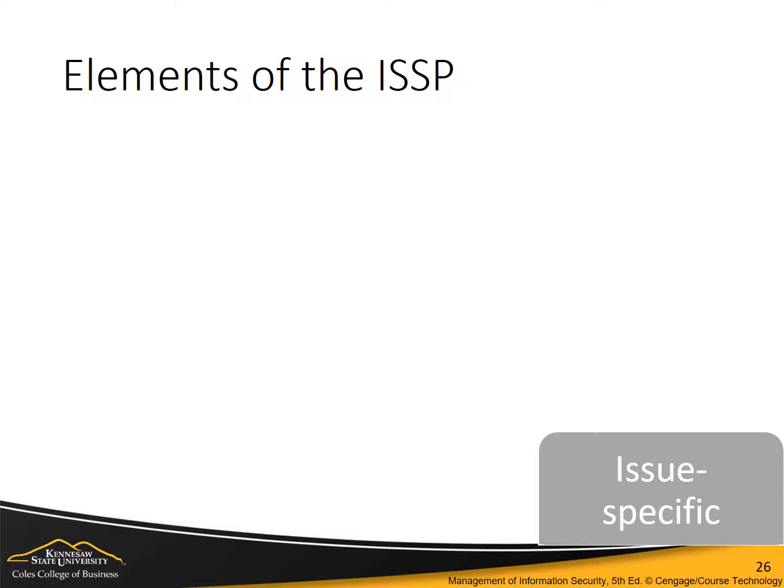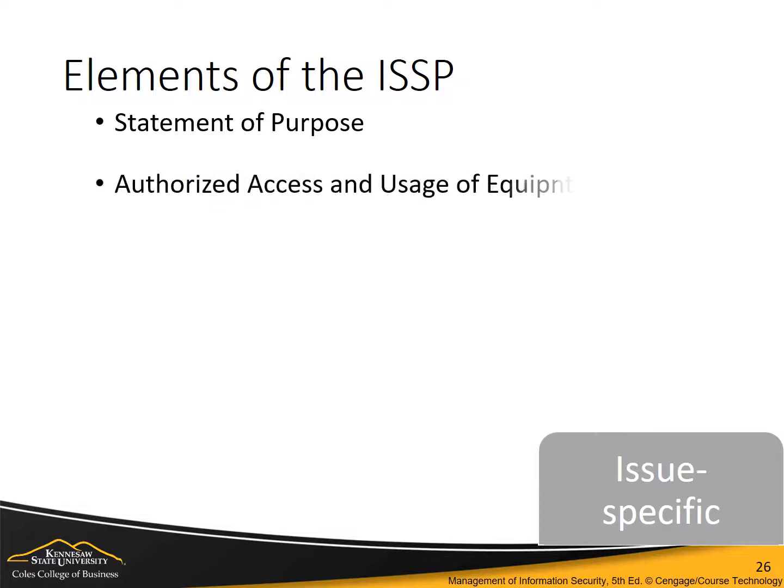The elements of the issue-specific security policy should include the following. A statement of purpose. This is where the InfoSec scope is discussed, along with the applicability of the policy to specific instances. Technology included in the policy is specifically described, along with the responsibilities of those insured to protect information assets. The next element discussed is the authorized access and usage of equipment.